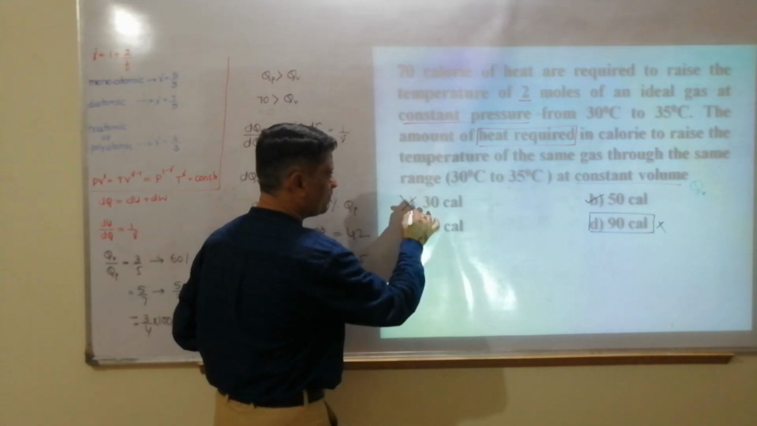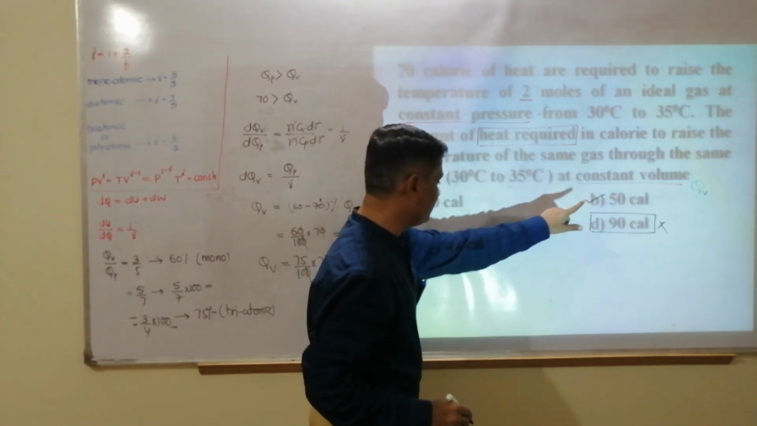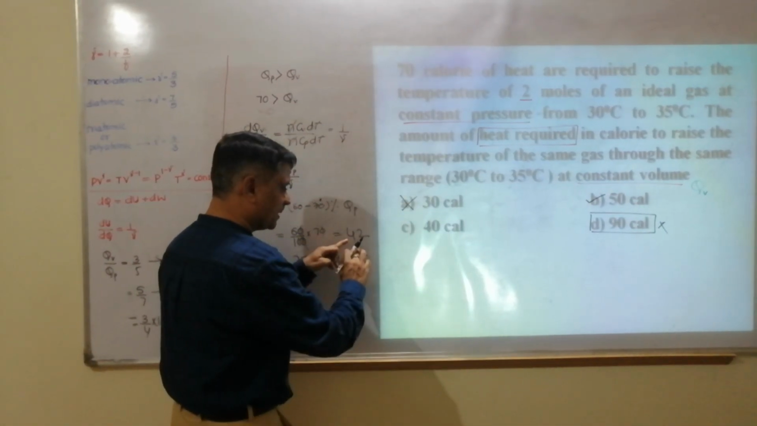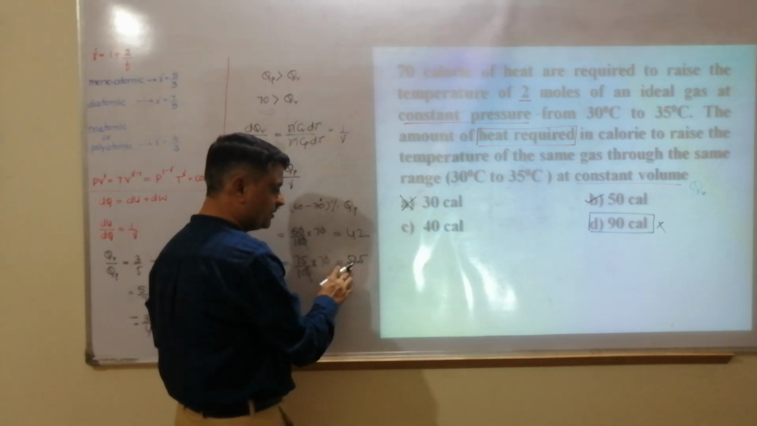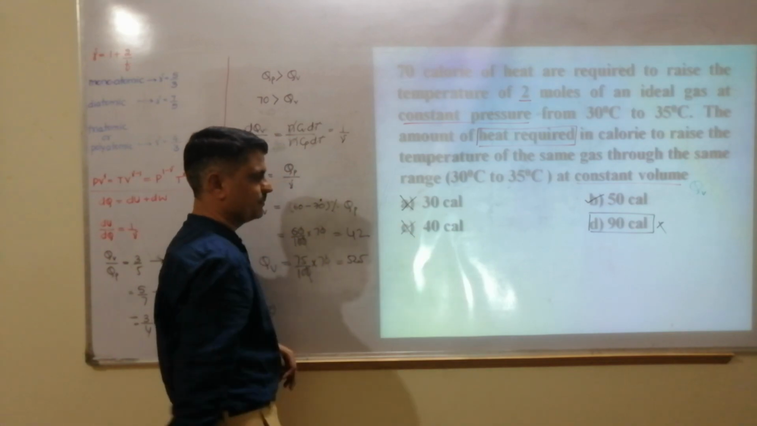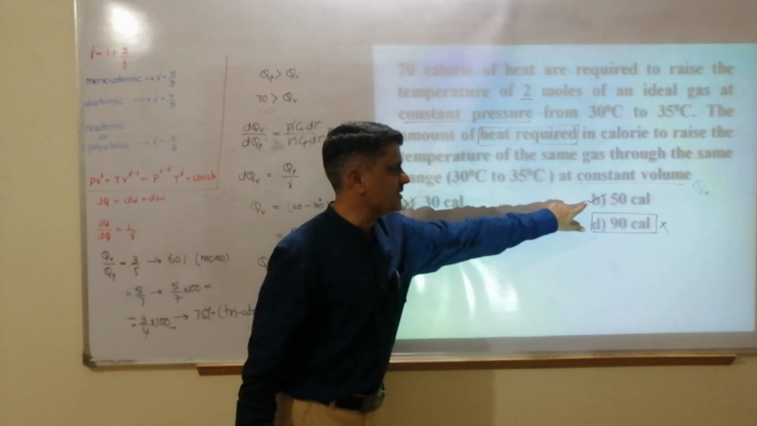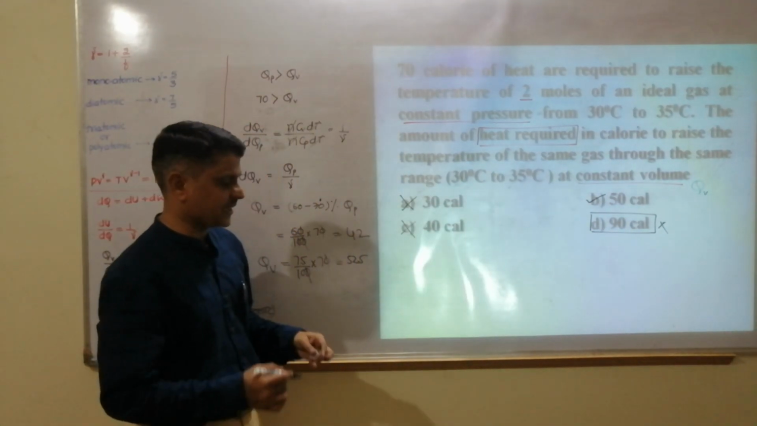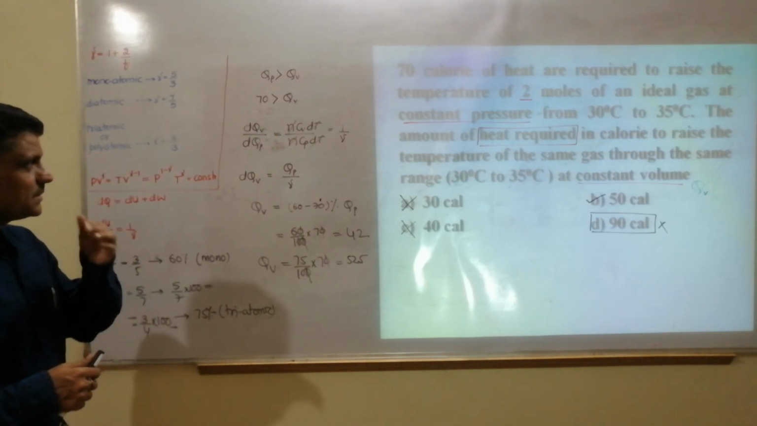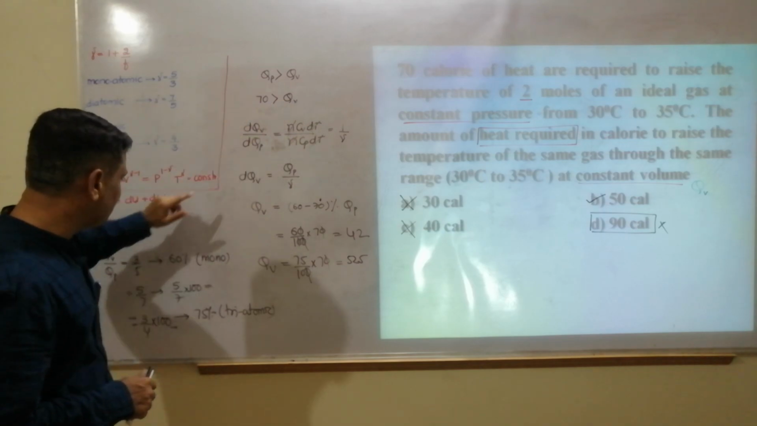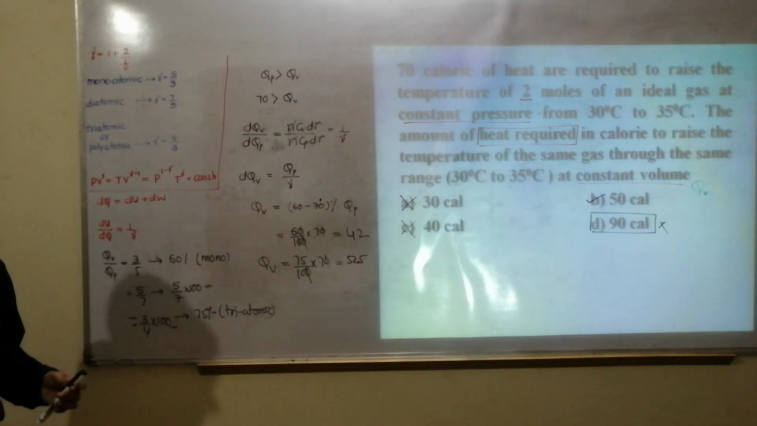30 not possible, 50 possible, 40 not possible, because our value is 42 to 52. Therefore, it is also not possible. Only possibility is the second, 50 Kelvin. This is our second method. First method is calculation. Second method is by percentage.